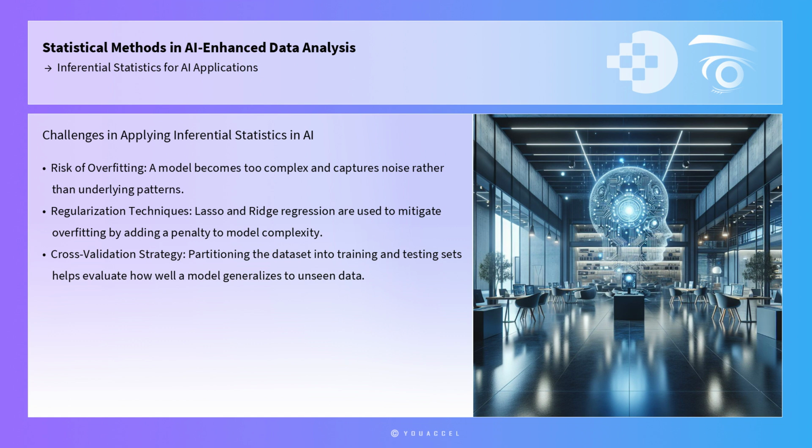The application of inferential statistics in AI is not without challenges. One significant issue is the risk of overfitting, where a model becomes too complex and captures noise rather than underlying patterns. Regularization techniques, such as lasso and ridge regression, are frequently employed to mitigate overfitting by adding a penalty to the model complexity.